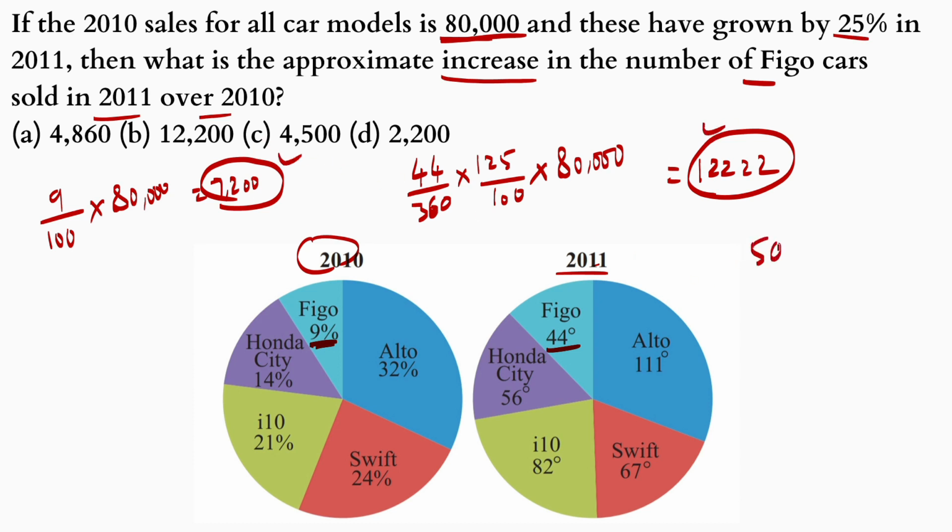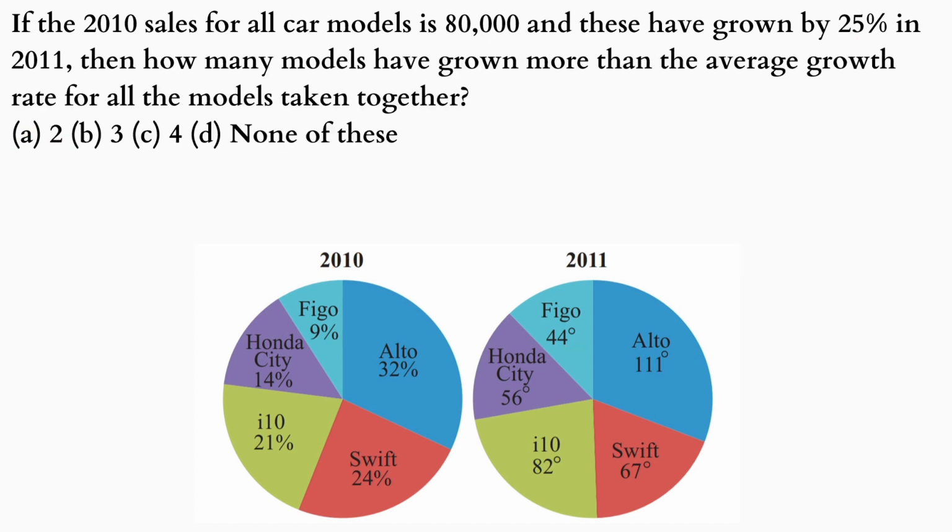It's 5022, right? But we are asked approximate increase, but 5022 is not mentioned anywhere in the options. So the closest option is 4860, right? So if the 2010 sales for all car models is 80,000 and these have grown by 25% in 2011, then how many models have grown more than the average growth for all the models taken together?